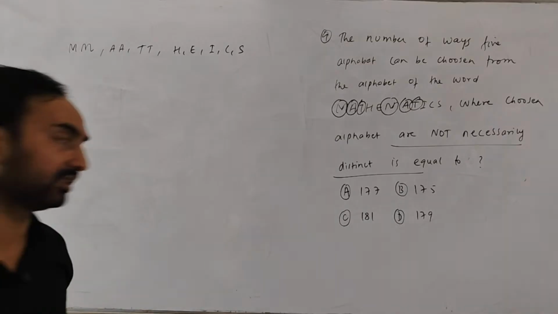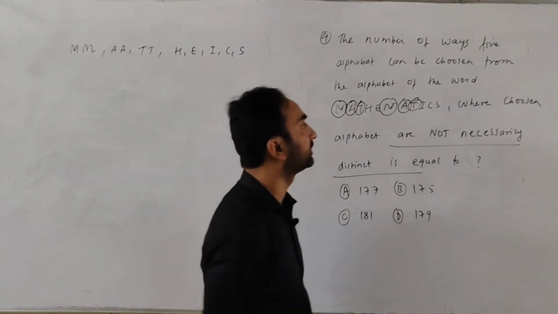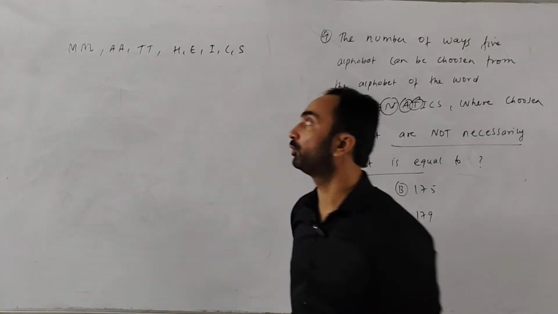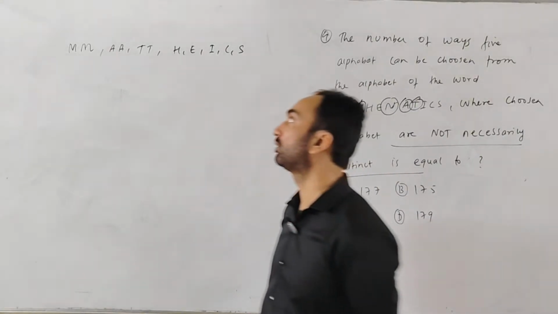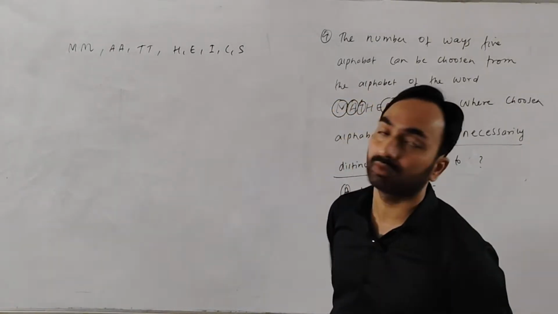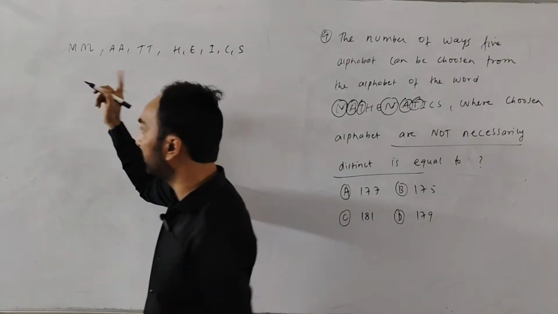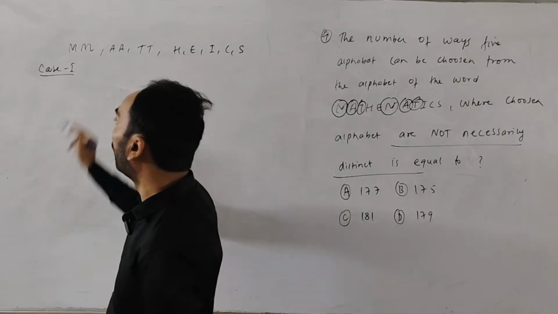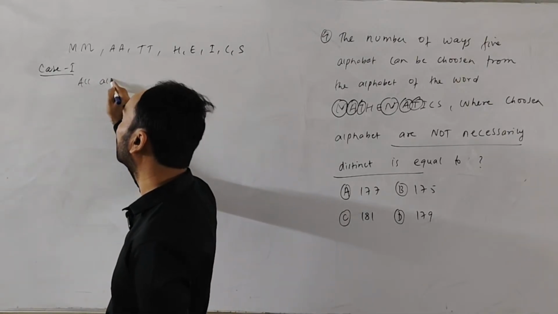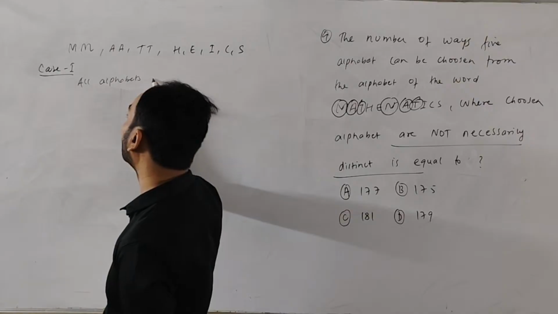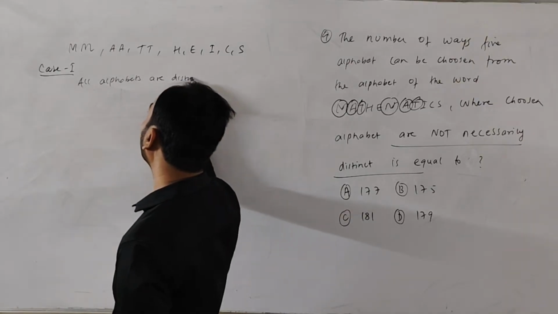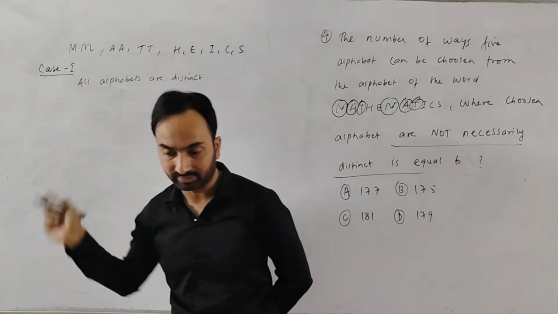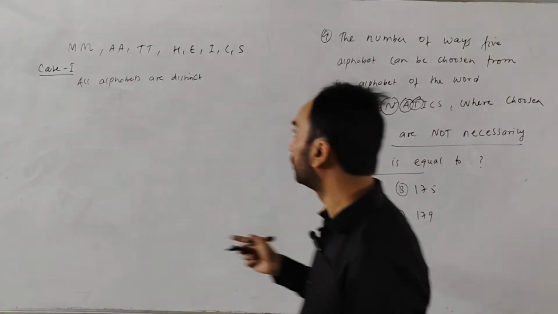Now there will be cases. If I say first case, when all the letters are distinct, means I don't want any repetition. So out of 2M, I can choose only 1M. Out of 2A, I can only choose 1A. Out of 2T, 1T. So the first case is: all the letters are distinct. Distinct means if I have chosen M, it will be only 1 time. I cannot repeat it. Correct?